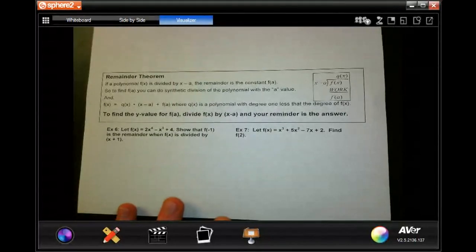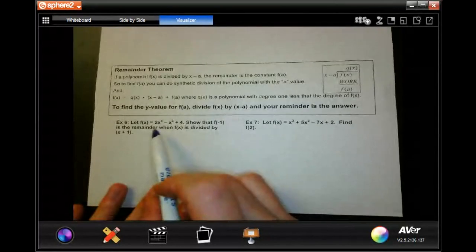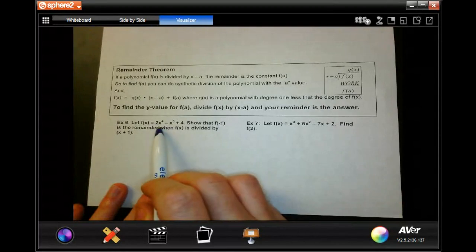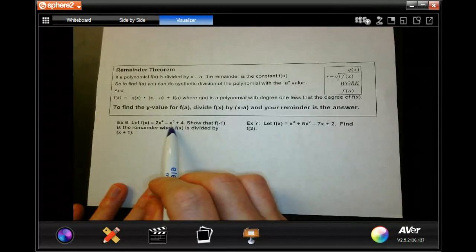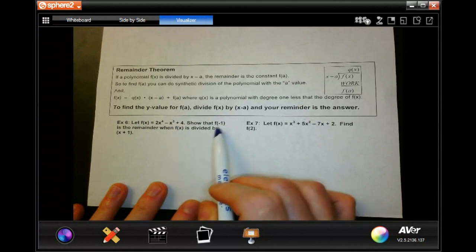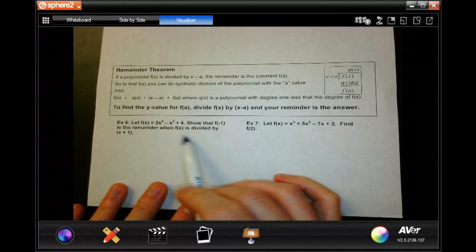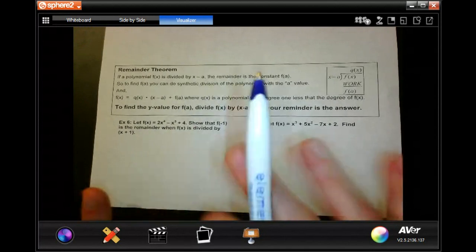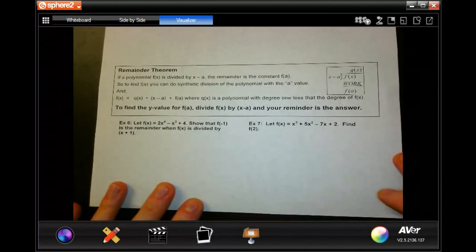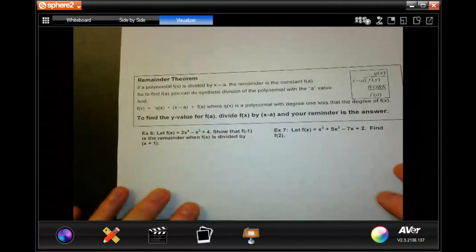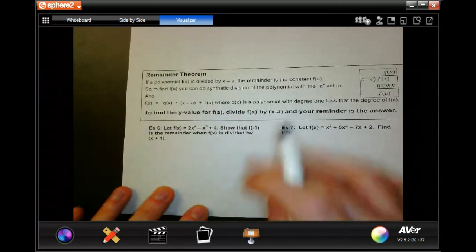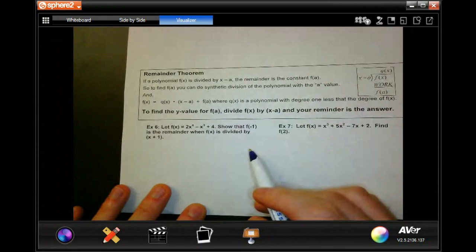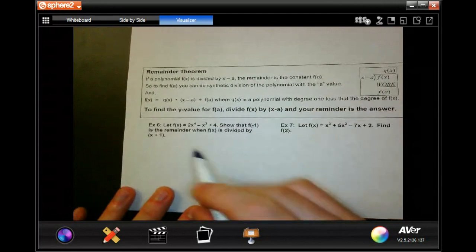Okay. So we have this quartic function here, f of x equals 2x to the fourth minus x cubed plus 4. Show that f of negative 1 is the remainder when f of x is divided by x plus 1. Wait, what? Okay. Well, this will be pretty straightforward, actually. So we have a quartic function. We're going to need two placeholders. I think you guys should cut right to the chase. This will help you with example 7 in a second.